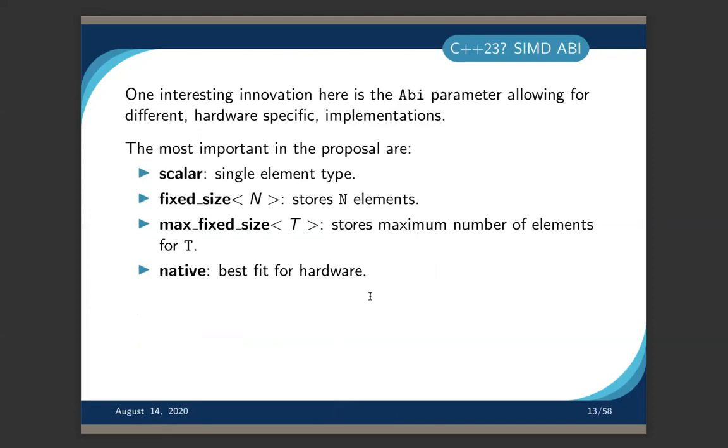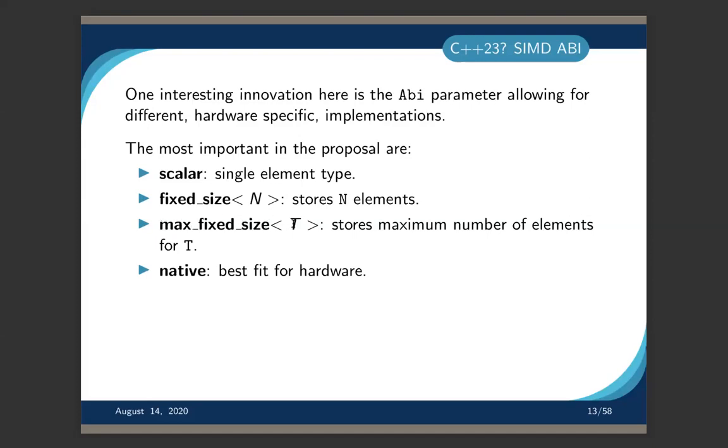What that allows you to do is essentially have different hardware-specific implementations. The most important ones in this particular proposal: there's a scalar ABI, which essentially gives you a single element in the SIMD type, so it's length one. There's a fixed size one where you just tell it, I want 8 elements or 16 elements in there. I think we restrict n to be a power of 2.